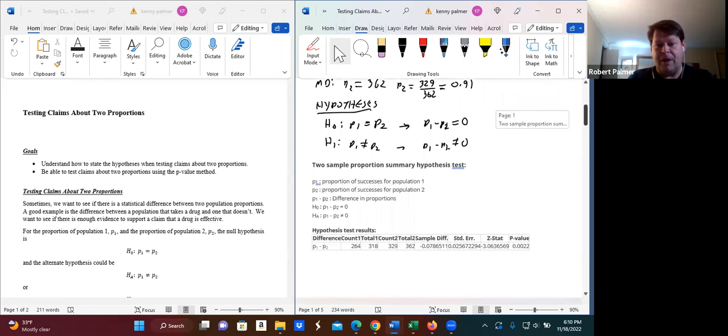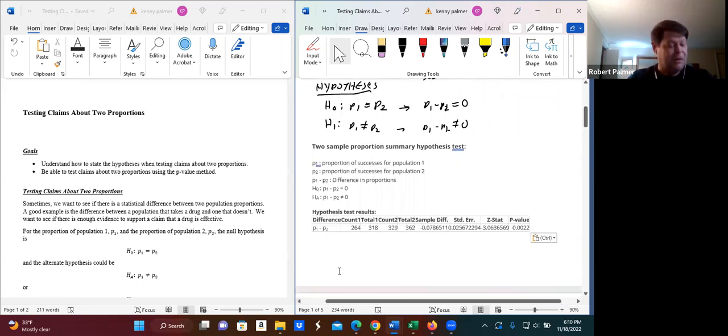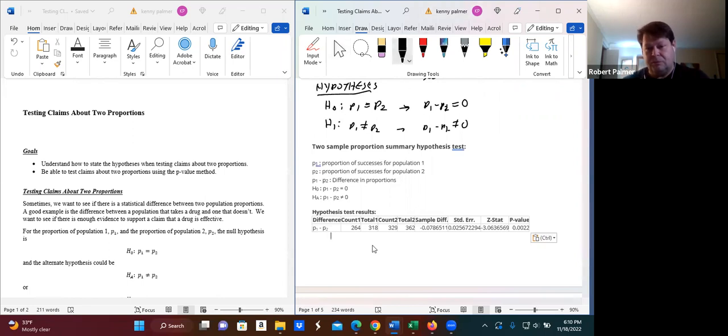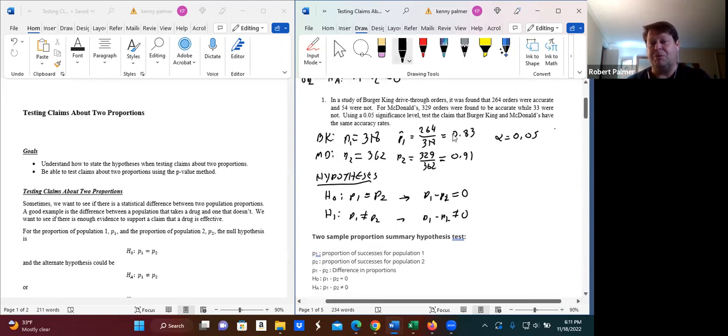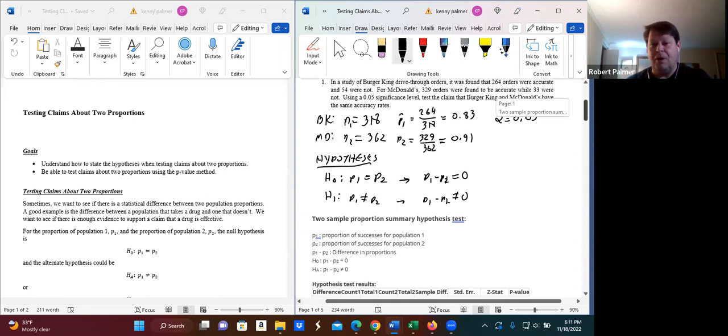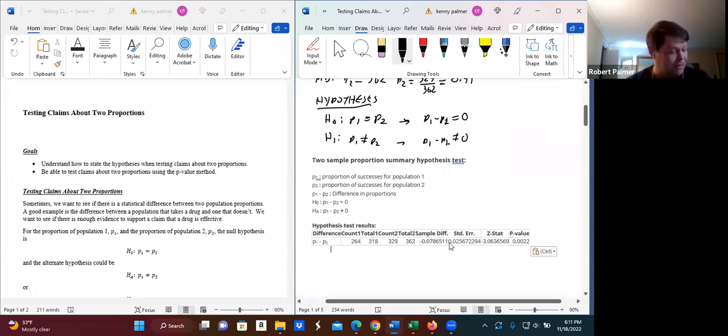Okay, let's take a look at what we have. We don't have a lot of space here, but that's okay. This summary doesn't actually give us the actual proportions, but we can do that on our own. Once we do that, then we take a look at what we have.